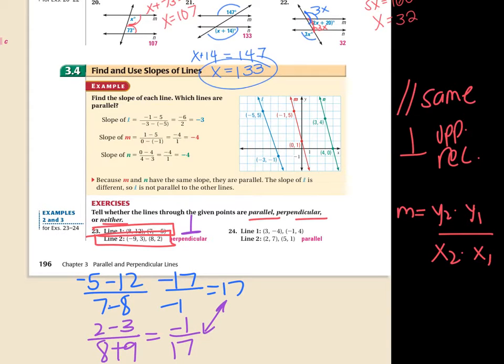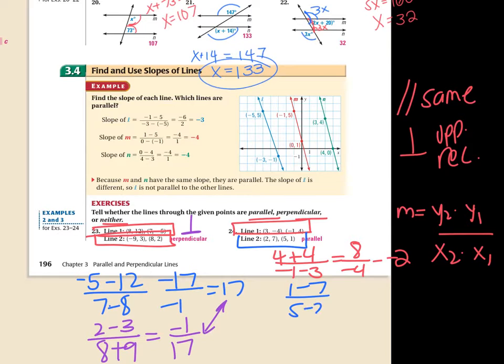For 24, the slope of the first line, 4 minus a negative 4 becomes plus 4, negative 1 minus 3 is 8 over negative 4, or negative 2. Second line would be 1 minus 7 over 5 minus 2, negative 6 over 3, which is negative 2. These have the same slope, so they're parallel.